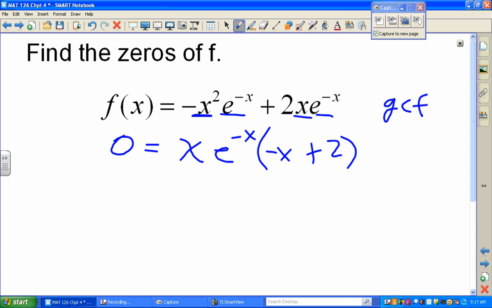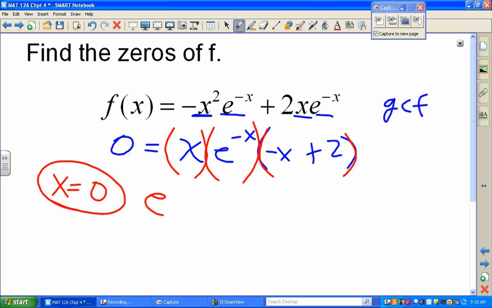Now you take a look at each factor. That's what factors are: they multiply together to give you an expression. This is a factor, this is a factor, and that's a factor, so you have three factors to look at. When will the first factor equal 0? x equals 0. So there's one of your solutions. When will the second factor equal 0?